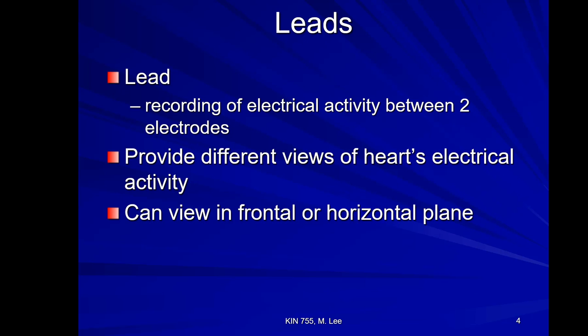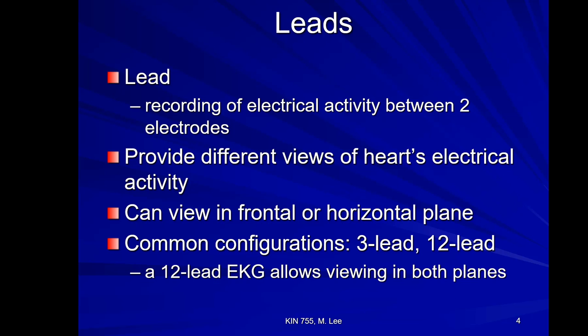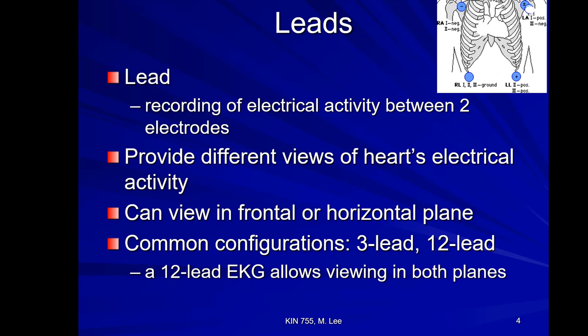And these leads can look at the heart in either the frontal plane, and hopefully from anatomy you all remember the frontal or coronal plane. We're going to have 6 leads that look at the heart in the frontal plane, and then 6 other leads that look at the heart in the horizontal or transverse plane. So common configurations, you can just look at one lead if you want. Commonly people look at 3 leads, but like I said, in clinical situations, commonly a 12 lead is used to get 12 different views of the heart, and you get viewing in both planes when using a 12 lead.